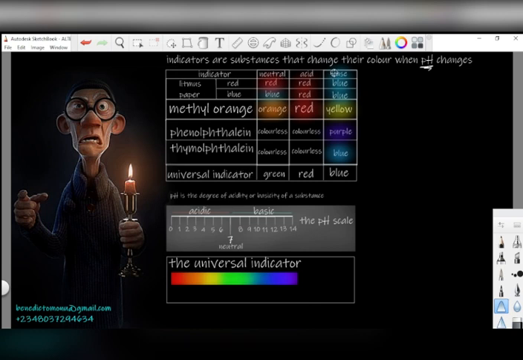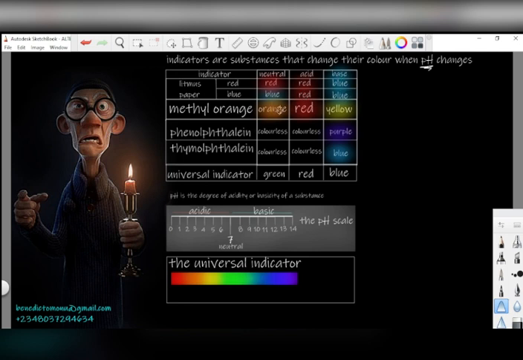I want to see their responses in neutral solution, in acid solution, or in basic solution. A red litmus paper will remain red in acid or in neutral, while in base it will turn blue. A blue litmus paper remains blue in neutral. In an acid, it will turn to red, and in a base, it will remain blue.